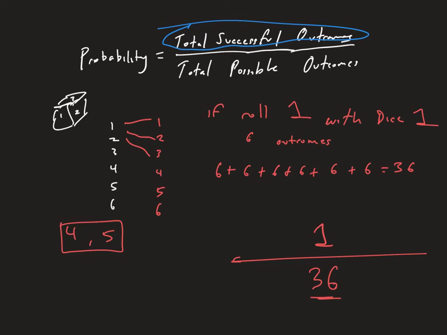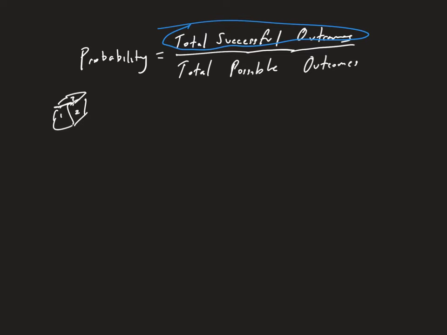So let's do another example. This time we're going to look at the same setup. We have 2 dice. We roll both of them. What is the probability that the sum of the numbers rolled is 4? So it's a similar problem, and therefore we know that the denominator, or the total possible outcomes, is still 36. There's still 36 different ways we can roll 2 dice.